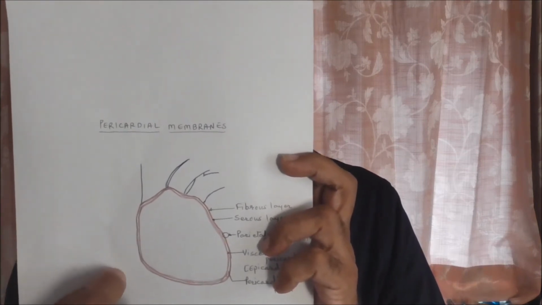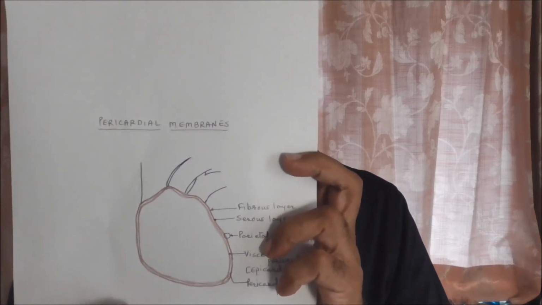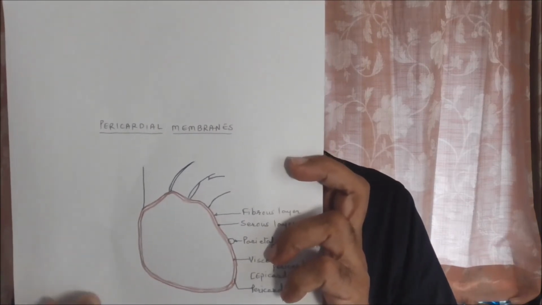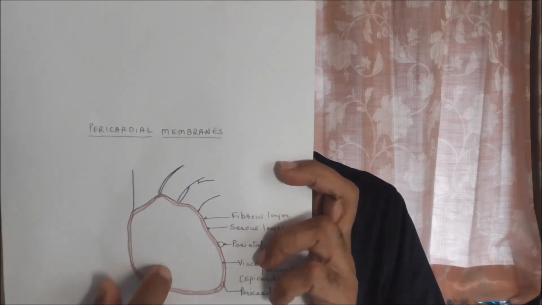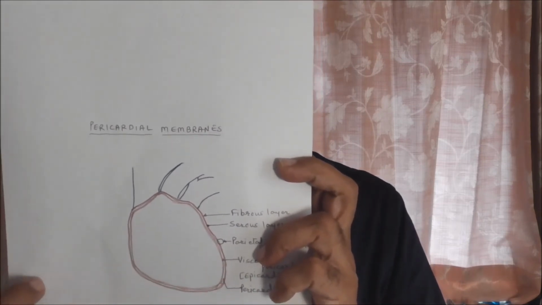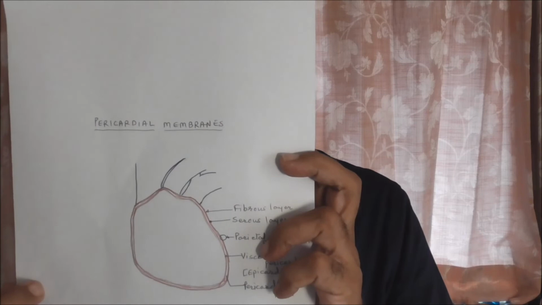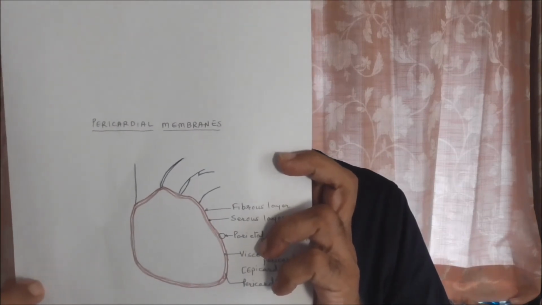The outer fibrous layer along with the outer component of the serous layer forms the parietal pericardium, while the inner serous layer, which is in direct contact with the heart, is called the visceral pericardium, or it's also called the epicardium.